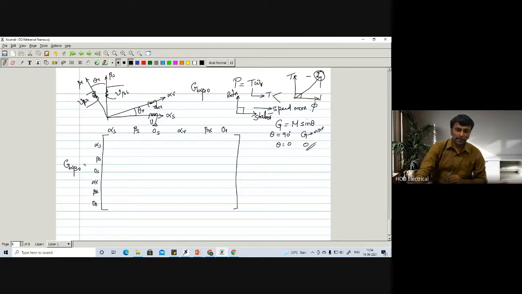Alpha S in the same axis, so we will not have any speed EMF term. Alpha S, beta S, but both are in the stator winding, so we don't have any speed EMF term. Then alpha S, this also has the stator winding, so it will be 0. Then similarly, these are all about the stator, so beta S, alpha S, beta S, beta S, beta S are 0. Then 0, 0, 0.